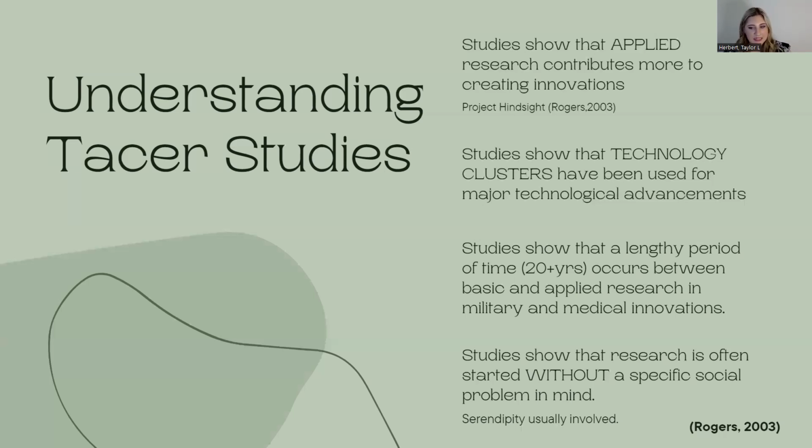So the next thing is that tracer studies show that research is often started without a specific social problem in mind. And so that means that this basic or applied research, when it started, there isn't a specific problem in mind, but things come out and problems come up during the middle of that research. These things are normally involved with serendipity, and that's just accidental discoveries of those research and those problems and needs that are arising.